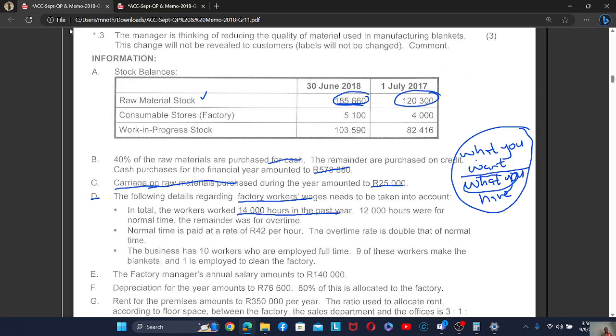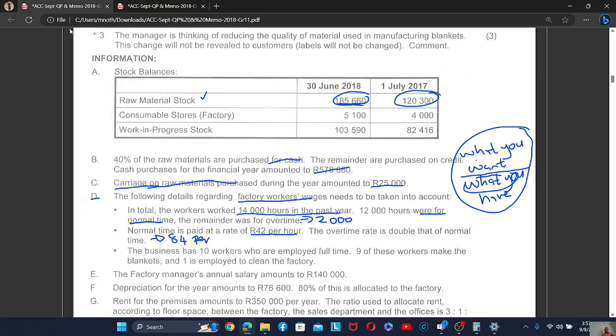All right. And then they are saying 12,000 hours were for the normal time, and the remainder was for the overtime, right? So 2,000 was overtime. Then they are saying normal time is paid at a rate of 42 rand per hour, and the overtime rate is double that of the normal time, meaning 84 rand per hour.